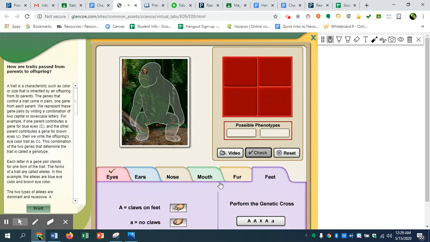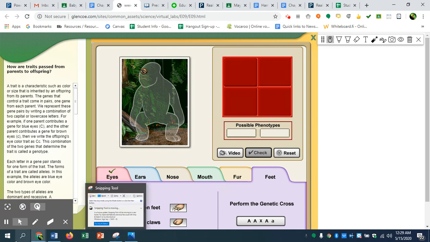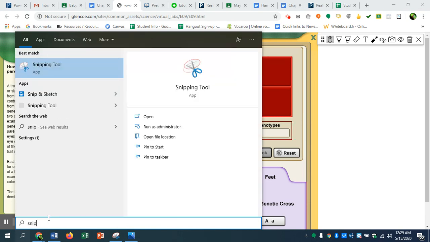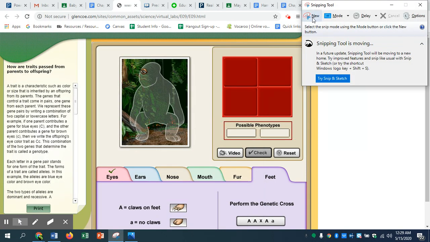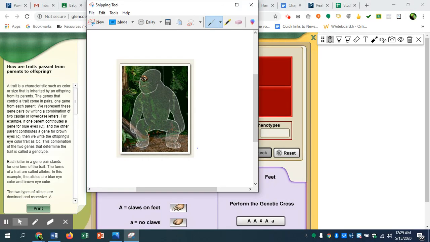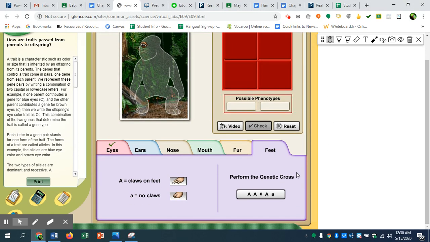If you want to post a picture of your creature on Google Classroom, go for it. What you could do is use the snipping tool. That's what I do. I select that, I'll hit new, and then you get to drag. And there's your picture. Then you can save this. You can hit File, save as to your hard drive. And then you can upload that picture to Google Classroom if you wanted to do that. You don't have to, but if you wanted to show me your creature.